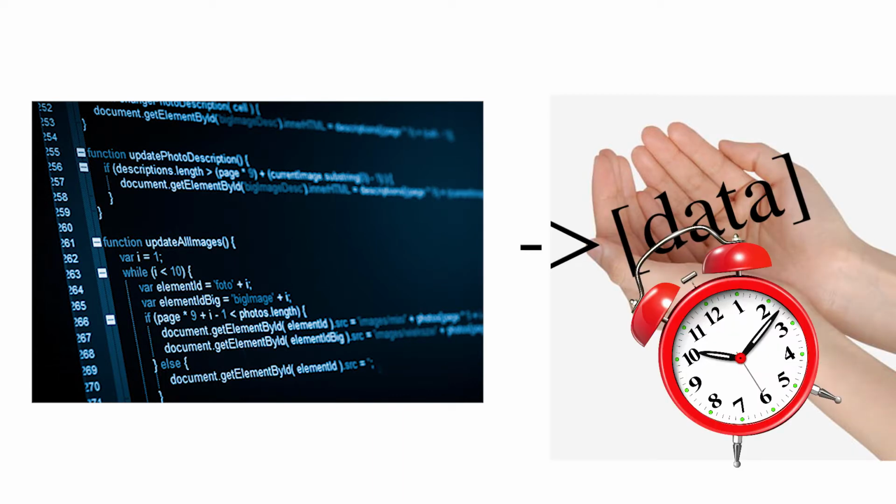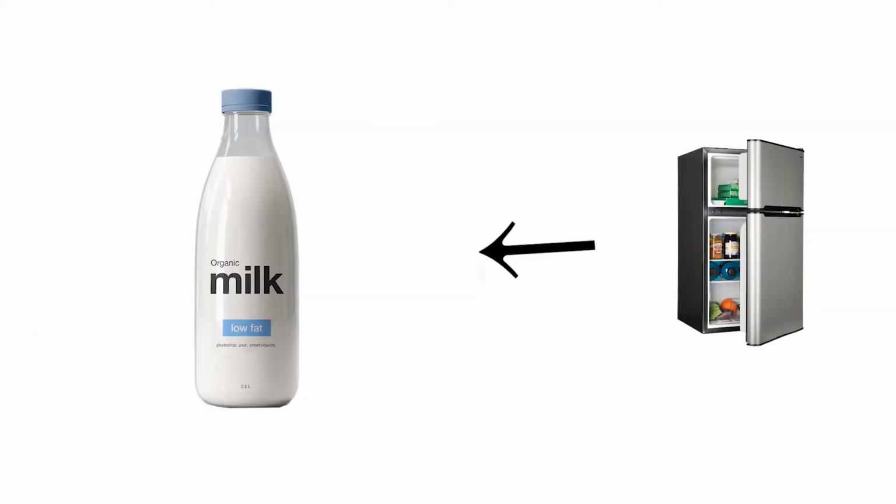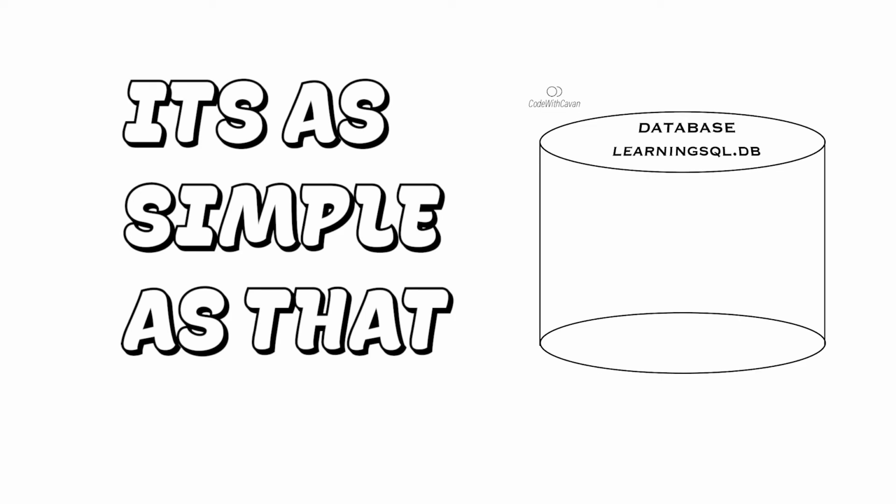Your program is doing all sorts of things and is all over the show. It can't hold its data forever. It needs to store it somewhere and fetch it when it's needed, just like you fetch your milk when you want your cereal in the morning. It's as simple as that. A database is a container that you put data in and you take data out when you need it.